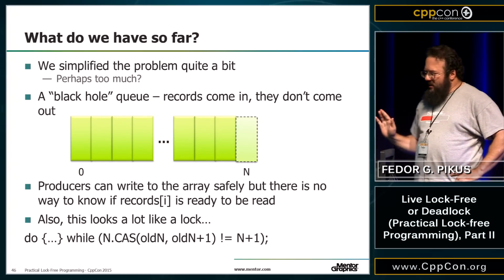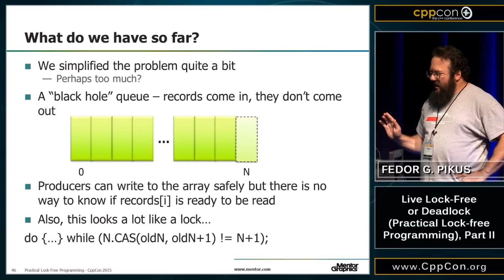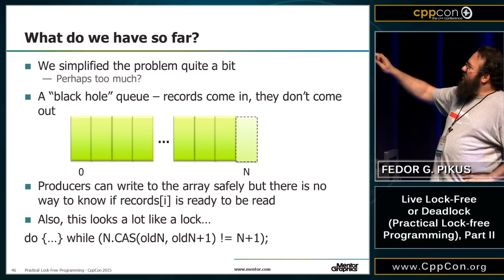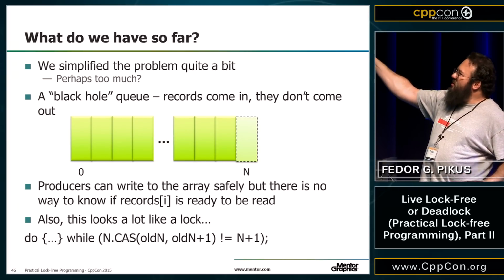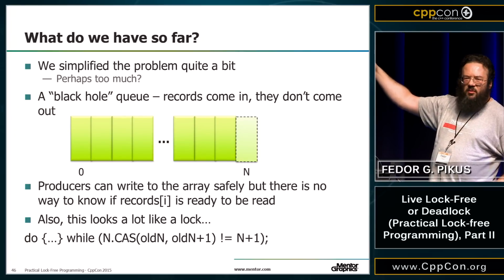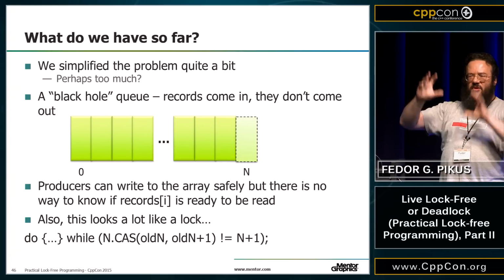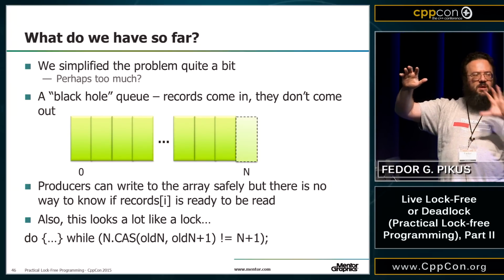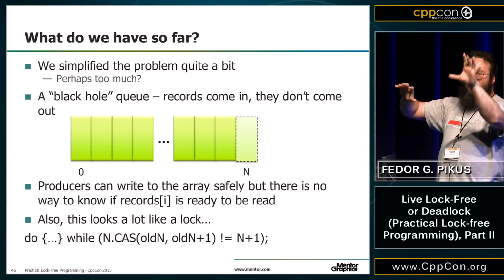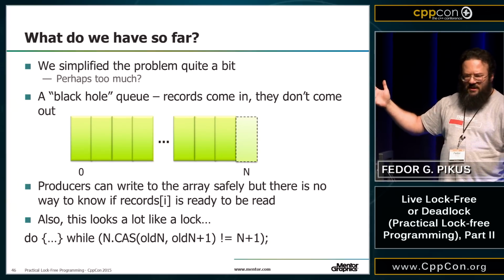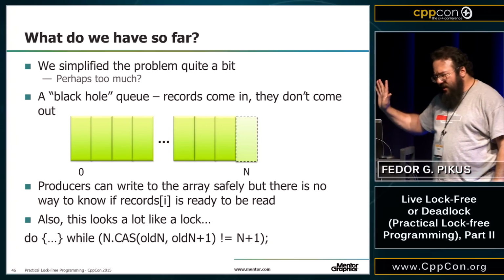Now, that's one interesting problem. The problem is we don't actually know when the records are ready to read. Because the producer, after it reserved the slot, will start copying the record slowly at its leisure. The consumer has to know when that process has finished. Okay, that's half of the problem.